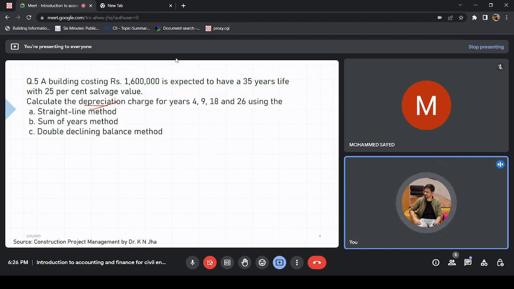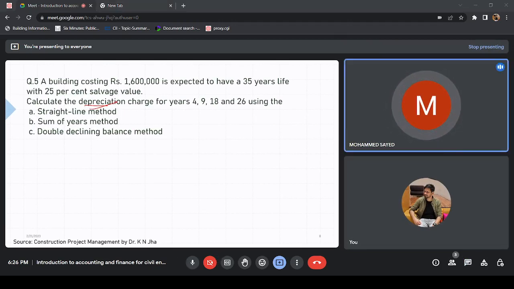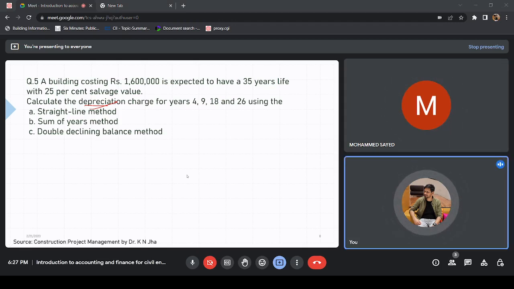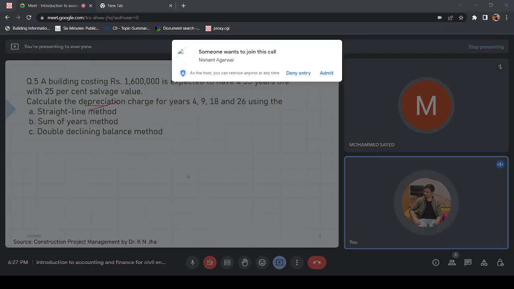So coming to methods of depreciation: straight line method, sum of years method, double declining balance method. Are there any other methods? Units of production method. Yeah. Then there is the sinking fund method, right? Yes, yes. Okay, so initially we will be starting with these three methods: straight line method, sum of years, and double declining method. So, straight line method.